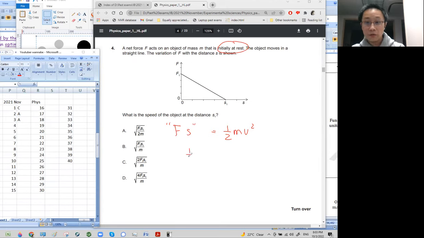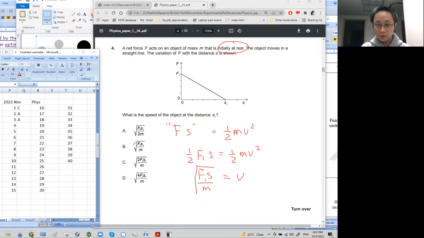So half F1s equals half mv squared. Therefore, v should equal F1s divided by m, with the halves canceling out. Well, that should be a square root like this. So the answer should be B. And I think C will be the trap choice, but hopefully you guys don't fall for it.